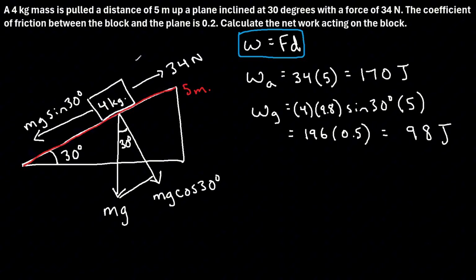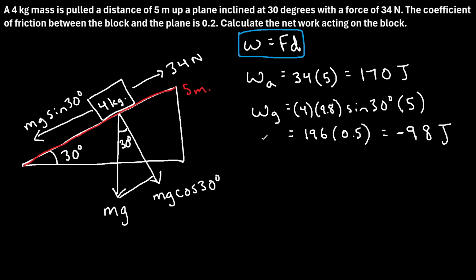Now, in this example, we're going to say that this direction in which the applied force is pulling the block up the incline, we're going to say this is a positive direction. So what that means is that this direction in which gravity is acting, that will be negative. So we're going to go ahead and say that this work done is negative. So we'll put a negative sign in front of it.